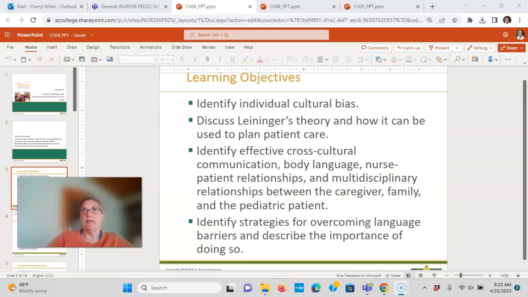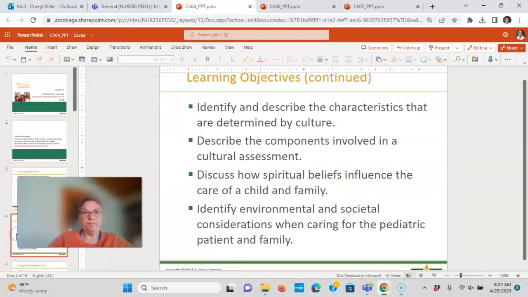We're going to talk a little bit about Leininger's theory and how it can be used to plan care, and cross-cultural communication, body language, nurse-patient relationships, and multidisciplinary relationships between the caregiver, family, and the pediatric patient, and identify some language barriers and describe the importance of doing so. Identify some characteristics that are determined by culture, components involved in a cultural assessment, how spiritual beliefs might affect the care of a child and family, environmental and societal considerations when caring for a patient.